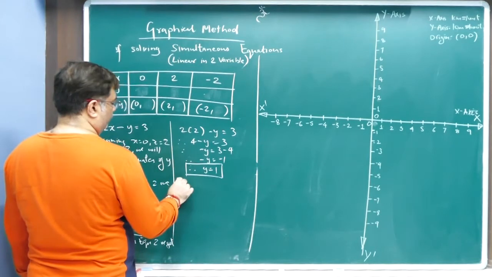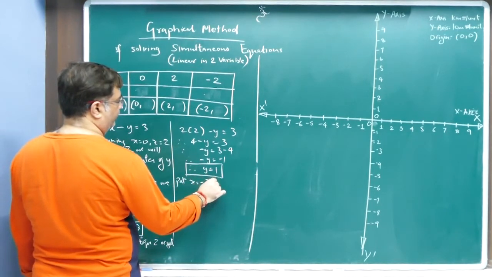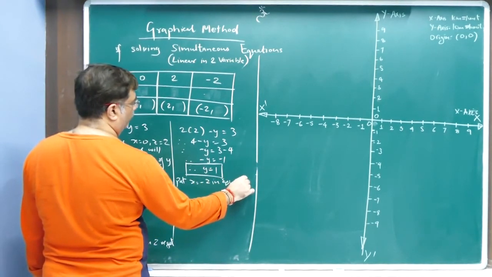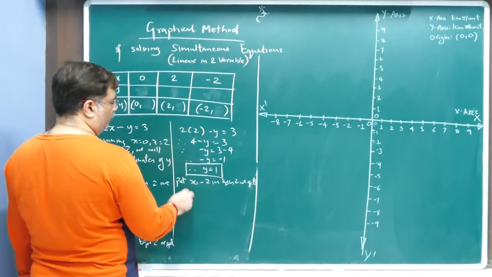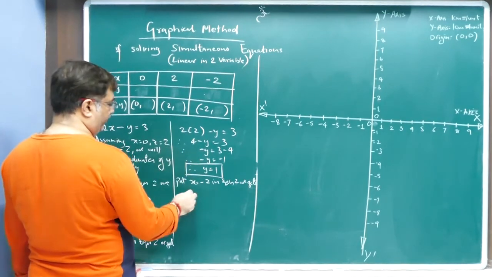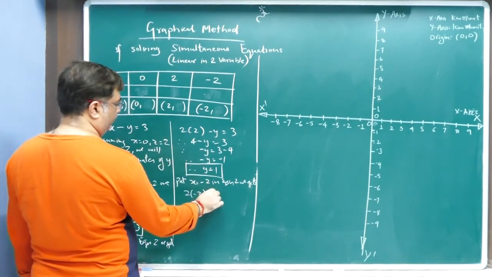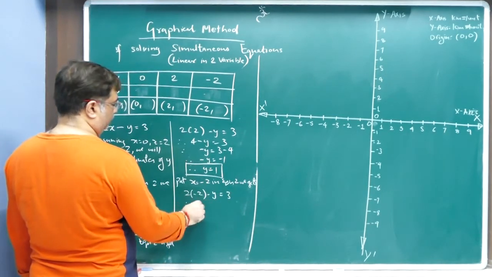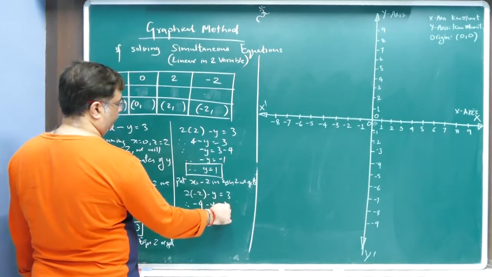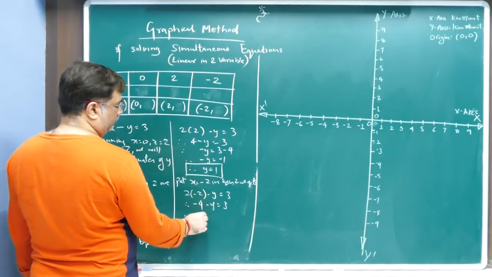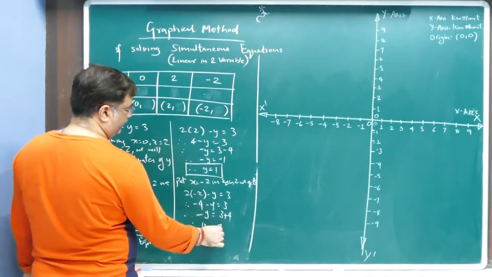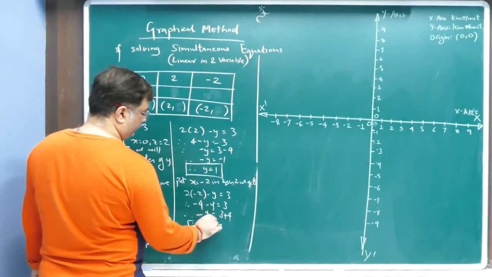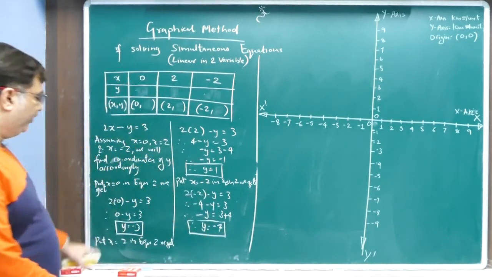Now put x equal to minus 2 in equation 2. What do we get? 2 into minus 2 minus y is equal to 3. Therefore minus 4 minus y is equal to 3. So minus y is equal to 3 plus 4. So y is equal to minus 7. Right? We got the third value as well. All the three values we have got.